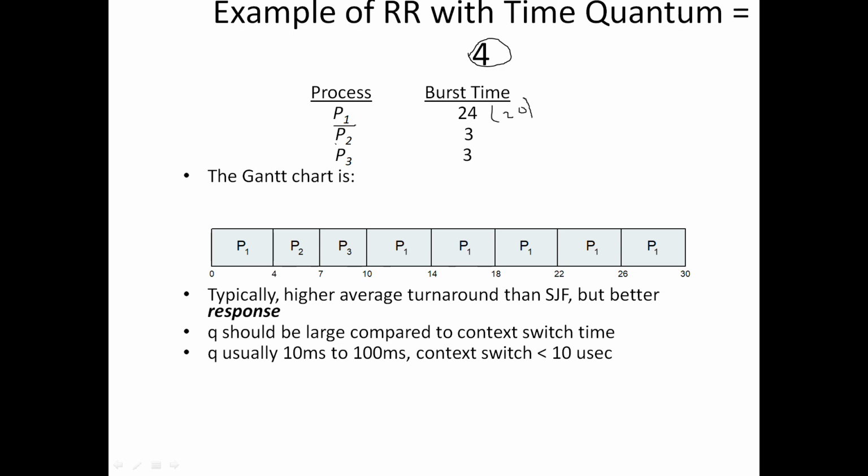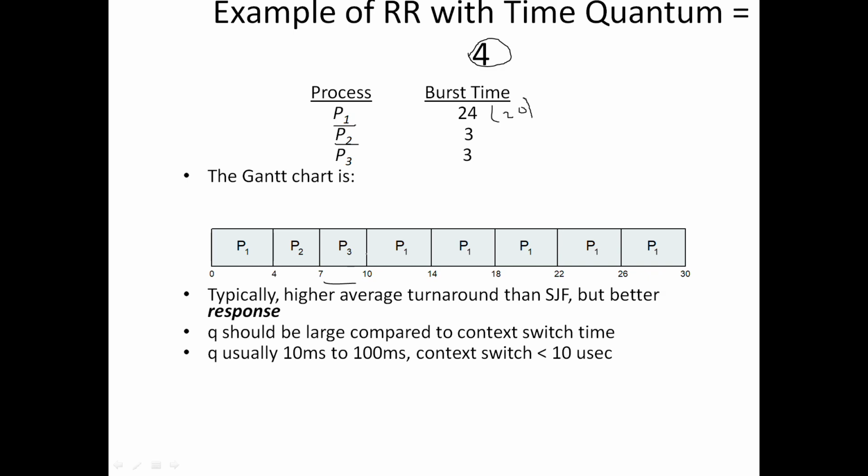Next P2 is executing, from 5 to 7. Even though the time quantum is 4 milliseconds, P2's burst time is only 3. So after executing P2, the CPU will be allocated to the next process; it won't wait up to 8. The next process again is only 3 milliseconds, so it is executing from 8 to 10. So this is the first cycle.